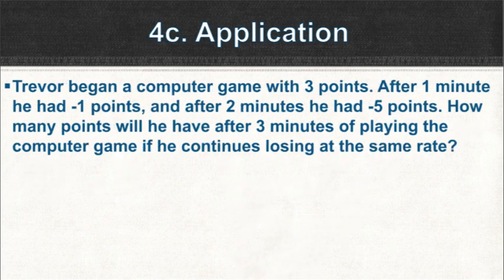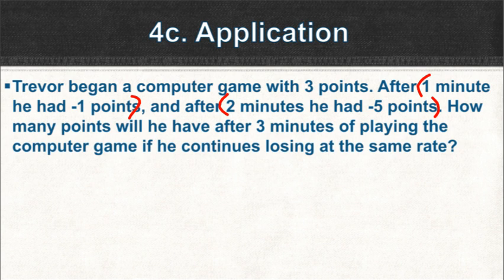And our final question. Trevor began a computer game with 3 points. After 1 minute, he had negative 1 point. And after 2 minutes, he had negative 5 points. So this is one coordinate. This is another coordinate. How many points will he have after 3 minutes of playing the computer game if he continues losing at the same rate? So for this one, we wouldn't have to find the full equation by using the point slope formula because we are given 1 point.